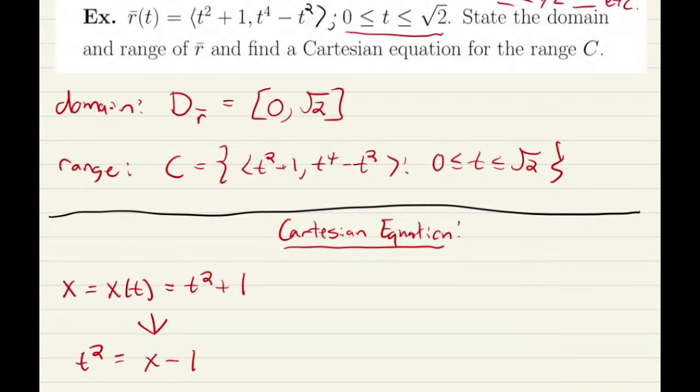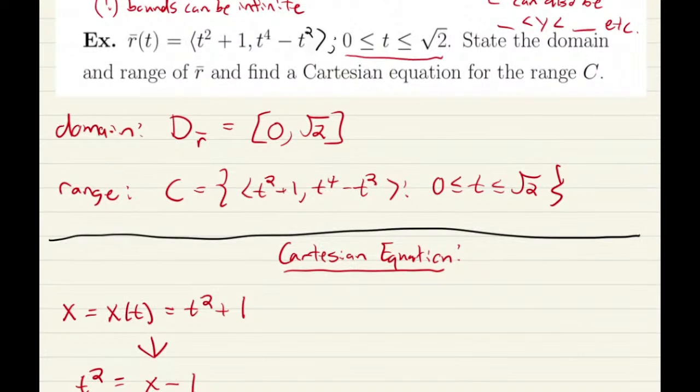That would imply that t squared is equal to x minus 1. Okay, so now I've got t squared in terms of x. And you might be thinking, aren't you going to square root both sides and say t is equal to plus or minus the square root of x minus 1? Well, I don't want to, and I don't need to.